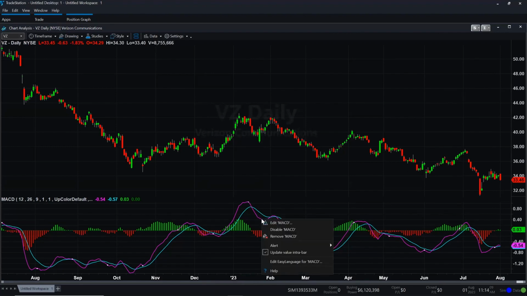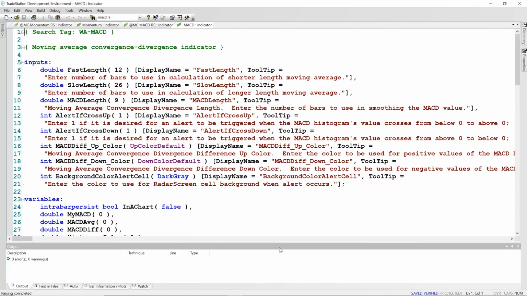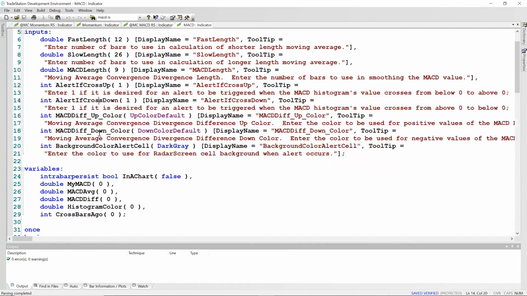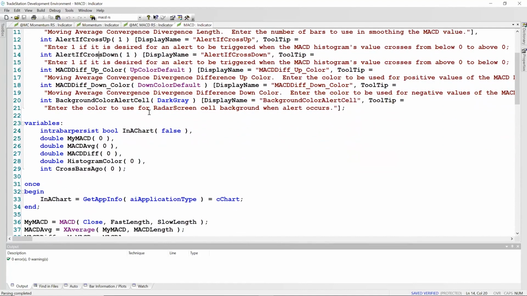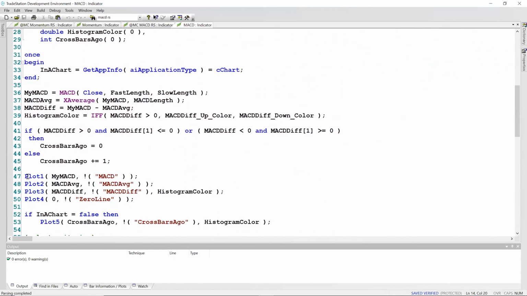I would right click on this study on any of the lines. You can right click on the histogram or any of the two lines on the study, then go to Edit EasyLanguage for MACD. This will open up the development environment and open up the EasyLanguage for that study. And all I need to do, I'm going to scroll down here because there is a lot of code in here that may be a little bit overwhelming, but what I want to find is my plot statements. These lines from 47 to 50 is what controls the lines that are being drawn in my indicator.